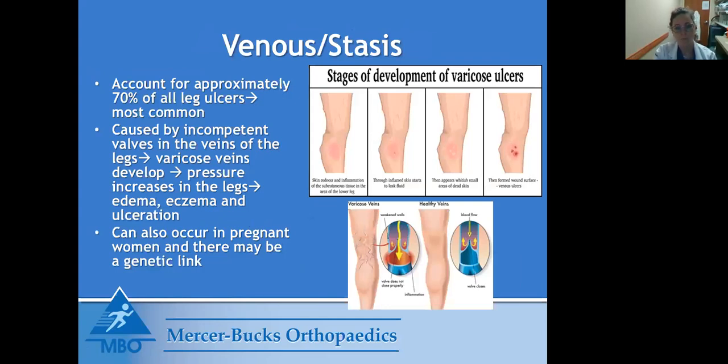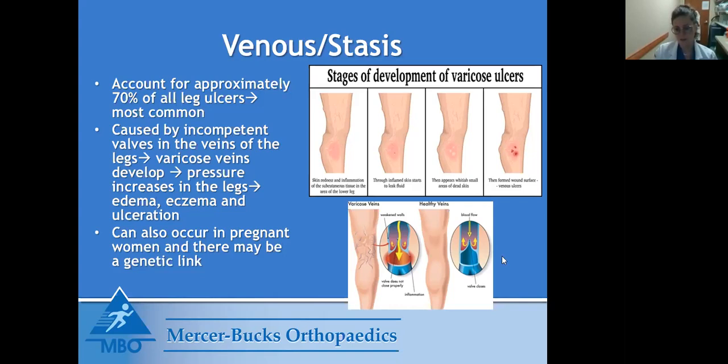So the next type of wound we're going to talk about is a venous wound, which is also known as a stasis wound. This is the most common type of ulcer that is seen in clinics. Approximately 70% of all leg ulcers that are seen are venous stasis wounds or ulcers. And I should say that ulcer and wound are interchangeable in these cases. They're typically caused by the valves in our veins becoming incompetent or not working.